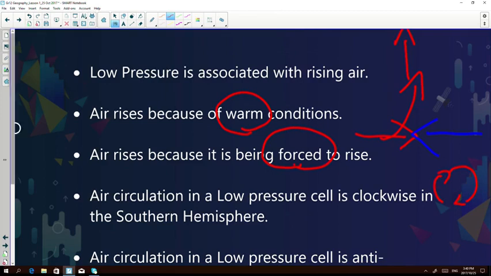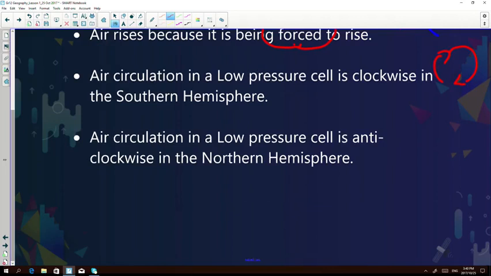Very importantly, it's vice versa in the northern hemisphere, and the air circulation is anti-clockwise. Now, when we look at low pressure systems, I want you to remember, it's usually rising air. What do we associate rising air with? Warm conditions, or usually when the air is being forced to rise.